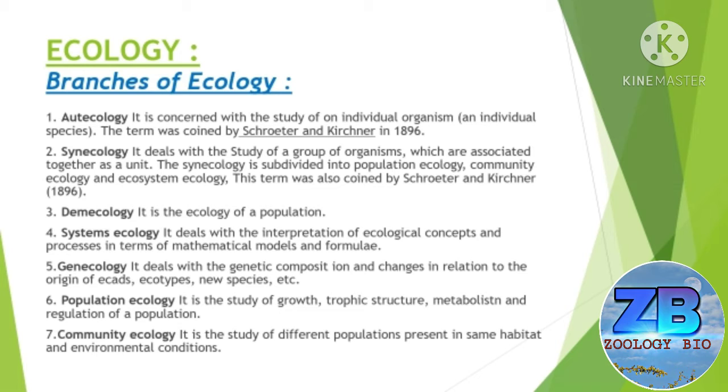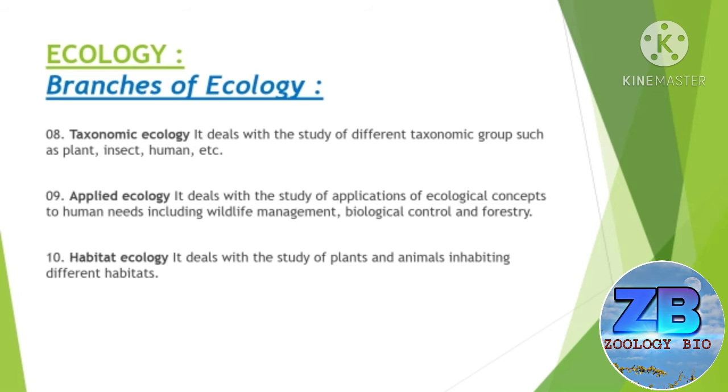The sixth one is population ecology. It is the study of growth, trophic structure, metabolism, and regulation of a population. The seventh one is community ecology. It is the study of different populations present in the same habitat and environmental conditions. The eighth one is taxonomic ecology. It deals with the study of different taxonomic groups such as plants, insects, humans, etc.